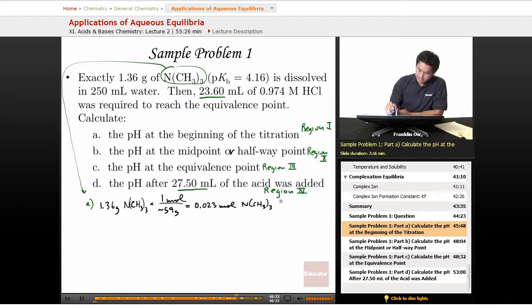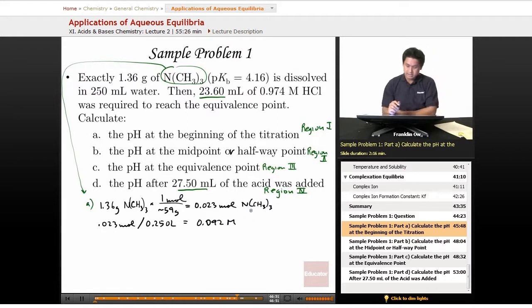We're going to go ahead and divide this 0.023 moles by the total volume at that point, which is 0.250 liters. And we get the initial molarity of the base to be 0.092 molar. Okay, so now it's just a typical equilibrium problem with direct reaction with water.